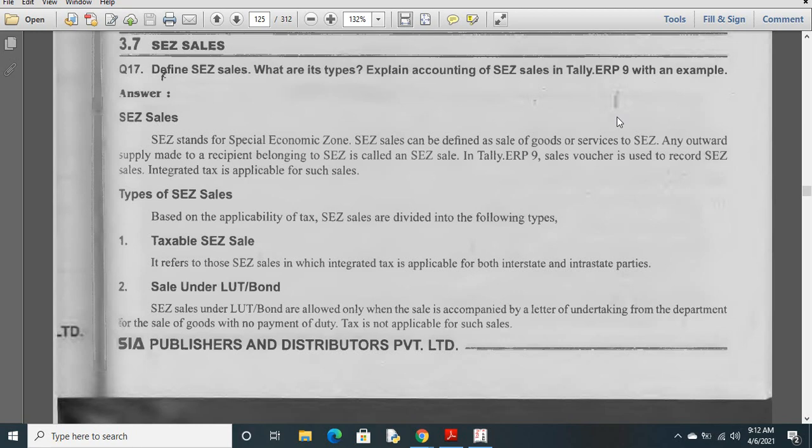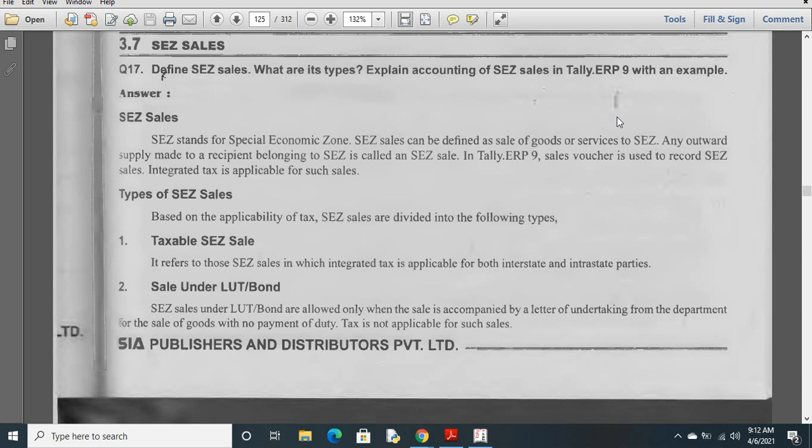In the last class, we discussed imports, exports, and some exempted goods. In today's class, we are going to discuss SEZ sales, and we'll discuss some advance receipts and advance payments topics. So, what is the basic meaning of SEZ?